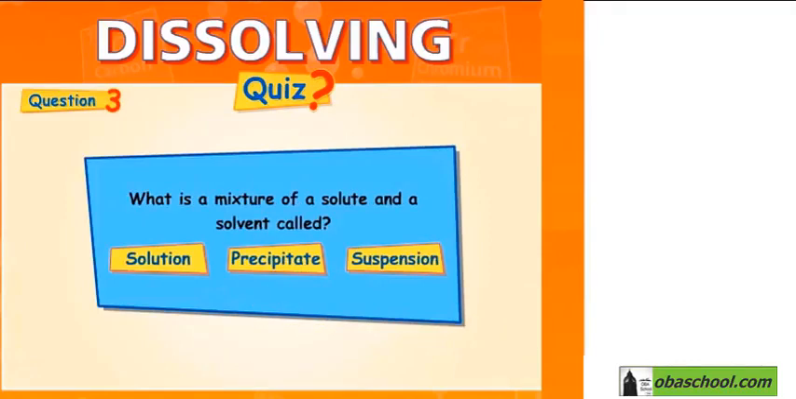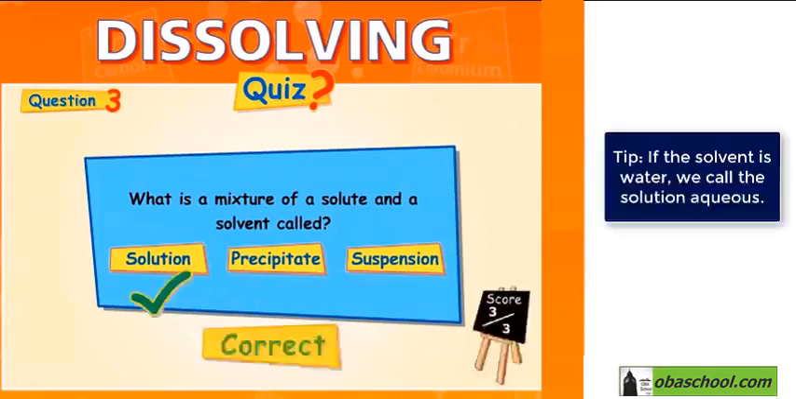What is a mixture of a solute and a solvent called? Solution, precipitate, or suspension? If you go back to the previous video, you will find out that a mixture of a solute and a solvent is called a solution. And if the solvent is water, we call it an aqueous solution.